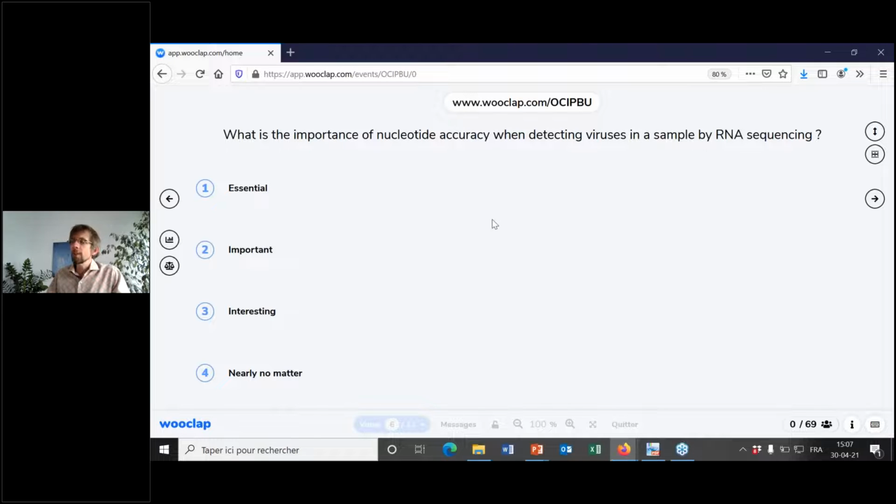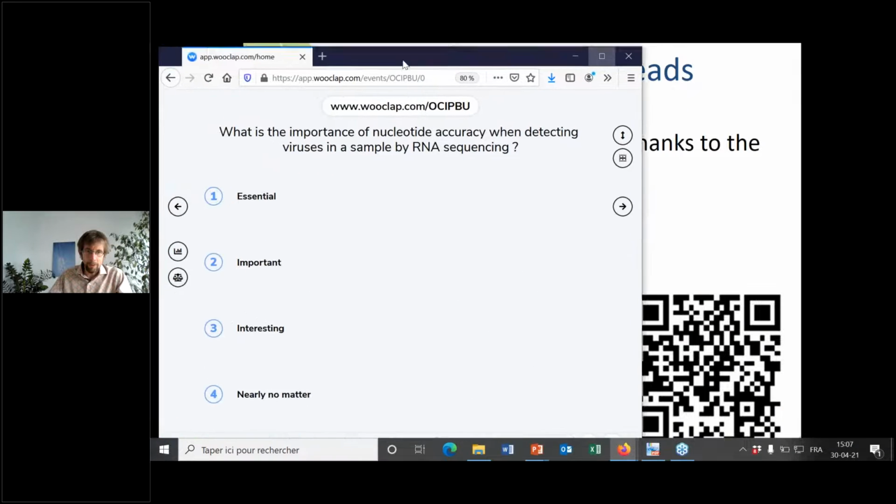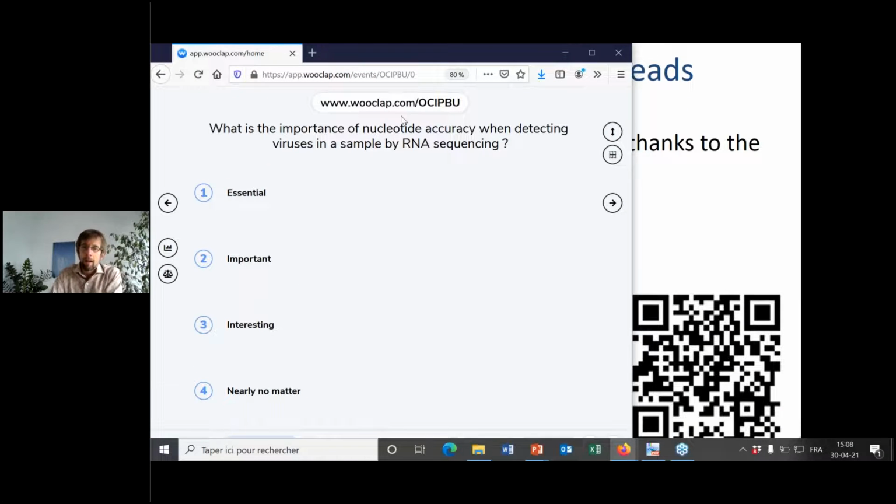This is one question that I share with you here. I will also put the QR code so you can go there. What is the importance for you of nucleotide accuracy, and so the strength of the quality control, once you want to detect a virus in a sample by RNA sequencing? What do you think? Is it essential, important, interesting, really no matter?